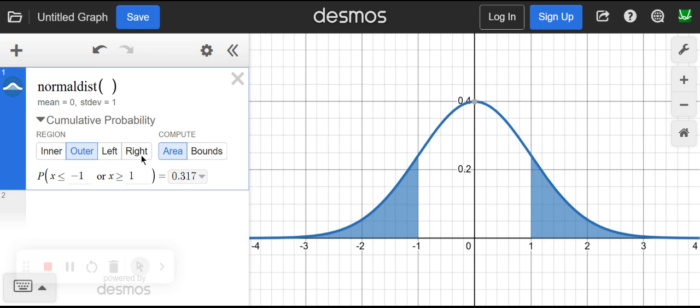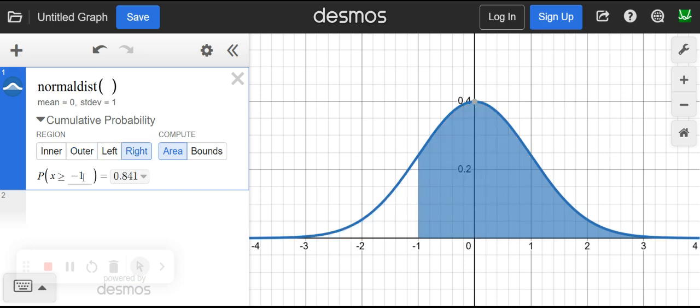And then the last thing we haven't really discussed is to the right of. So typically, when we do our calculations from a table, it always gives us to the left, and you would have to take 1 minus that probability to get to the right of that, but Desmos gives us this option to calculate to the right. So if I wanted to find to the right of 1.2 standard deviations as my z-score, then that would give me 0.115 or 11.5% as our probability. Okay.